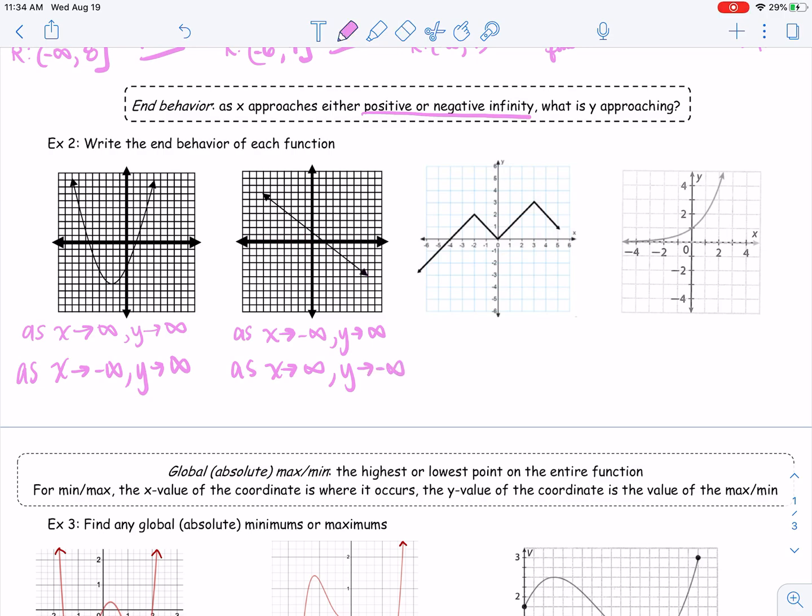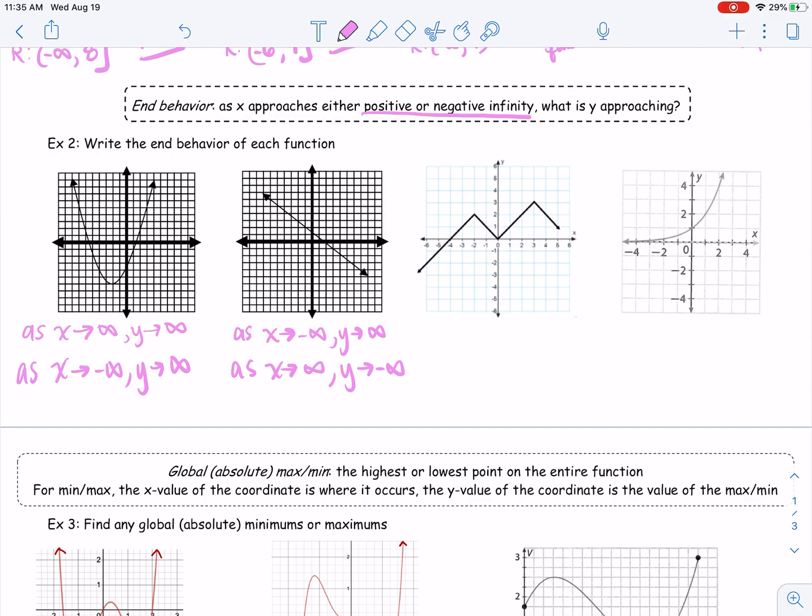Notice it's important that these arrows are on the graph. If the graph doesn't have arrows, it could be approaching a number, like if it's approaching 2 or it's approaching 5. But both of those graphs have arrows, so it's either approaching positive or negative infinity because it's going to keep on going forever and ever and ever.